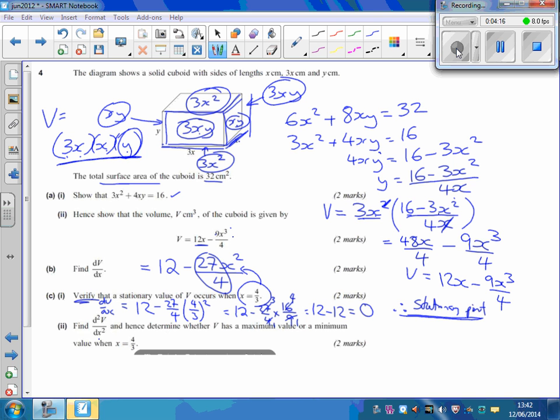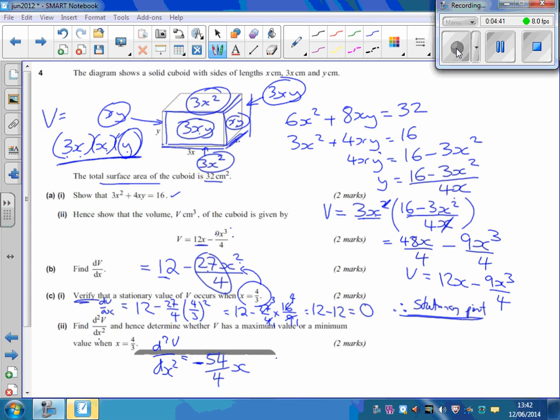Now we're going to differentiate yet again. So let's do d2V by dx squared. The 12 now totally disappears. We've now got this minus. Don't forget that minus there. And we're timesing by the power. So timesing by 2. 27 times 2 is 54. 54 over 4. And the power goes down by 1. I mean, that does cancel down, but let's just leave it like that for now.